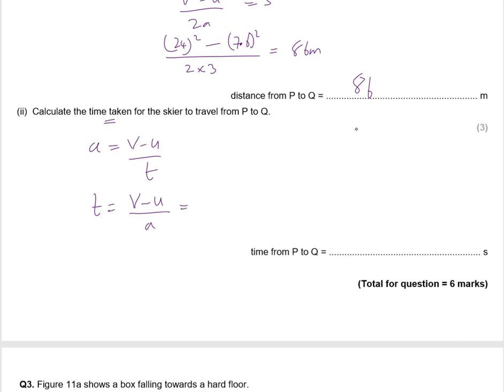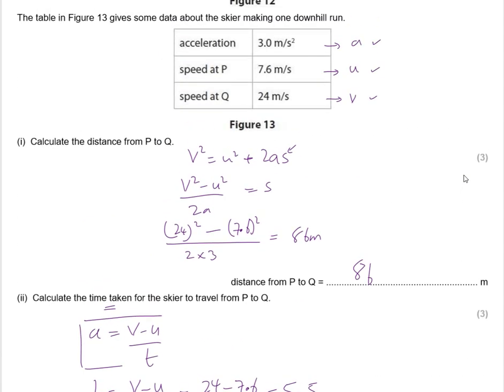Okay, so final velocity I already know is 24. Take away, and this will give me an answer: 5.5 seconds. Okay, so this is one of the equations which we need because we have a change of velocity. We've got the change of velocity going on in this case.